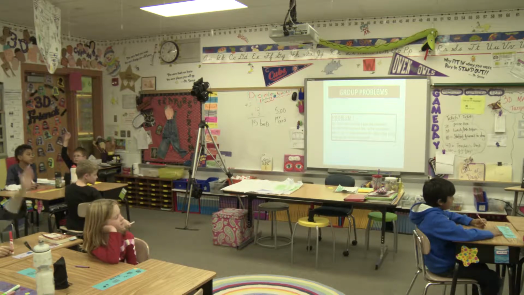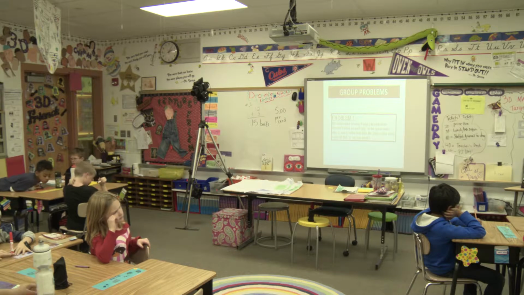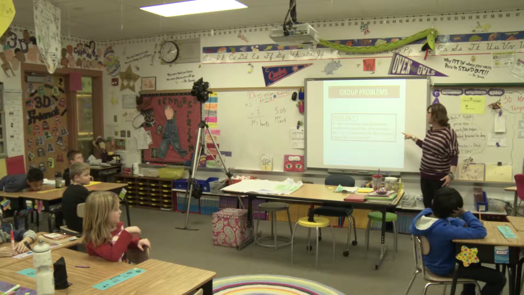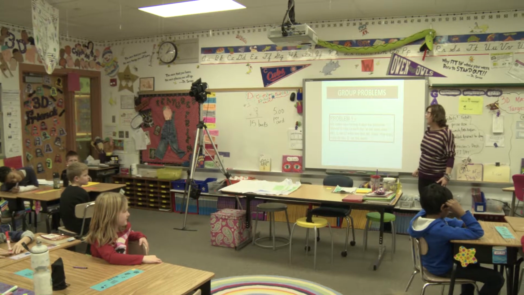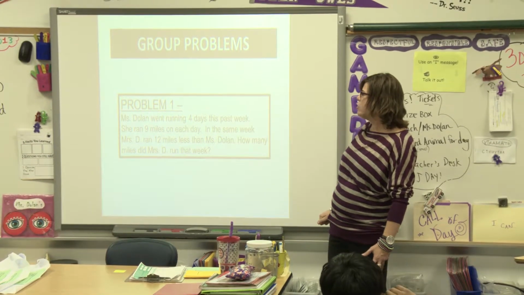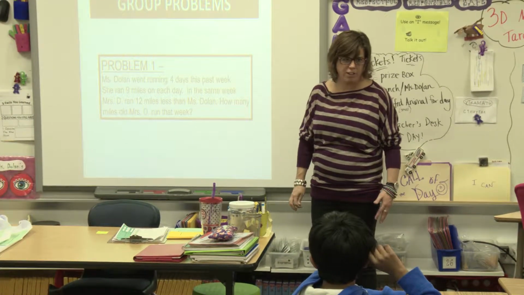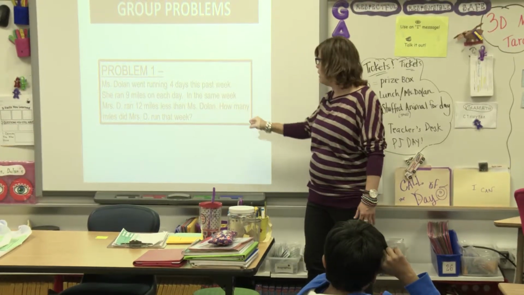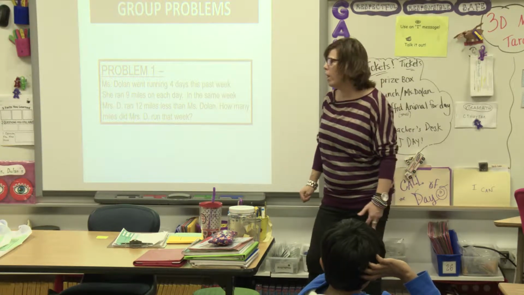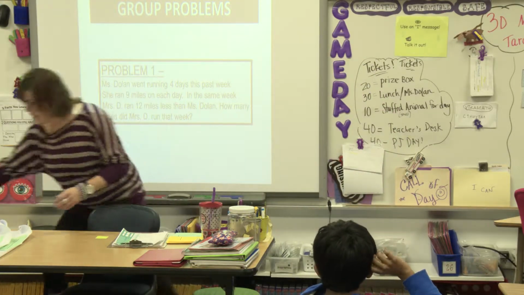Okay, who's ready? Awesome. Okay, because you're only going to have a couple minutes to do the problem, and then we're going to come back and share our thinking. The problem is, Miss Dolan went running 4 days this past week. She ran 9 miles on each day. In the same week, Mrs. D ran 12 miles less. This is a fictional story. Less than Miss Dolan. How many miles did Mrs. D run that week? Whose brain's already brewing? Awesome. Okay. Gabrielle?